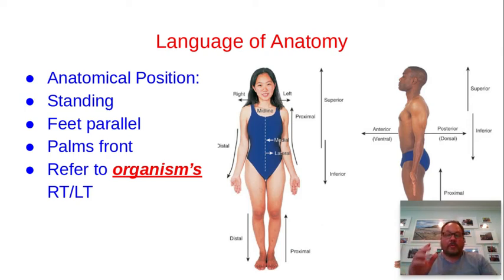With anatomical position, the subject or the person is standing facing you. Their arms are straight down at their sides, palms facing the front. Their feet are parallel to one another. So they're basically standing with their arms down, facing you. The key part to remember with this, and this is what people have trouble with time and again, is that when we talk about right or left, we're talking about the organism's right and left, not yours.